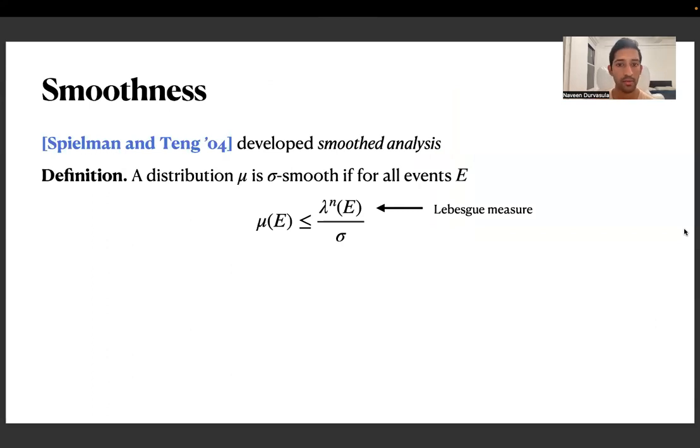So this brings us to the idea of smoothness. Spielman and Teng initially developed the idea of smooth analysis to remove these precision issues from offline learning problems and interpolate between worst and average case. In the modern definition of smoothness, we call a distribution smooth if, for all measurable events, the probability assigned by the measure is upper bounded by some constant factor times the uniform measure. So in other words, this measure has to be sufficiently anti-concentrated.